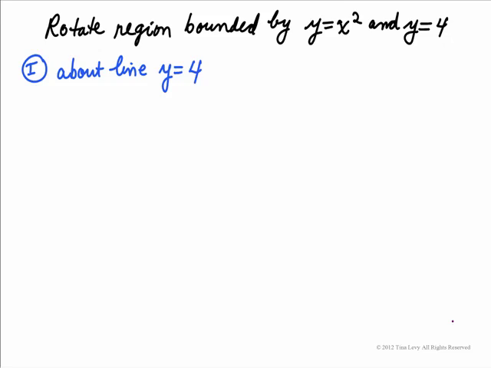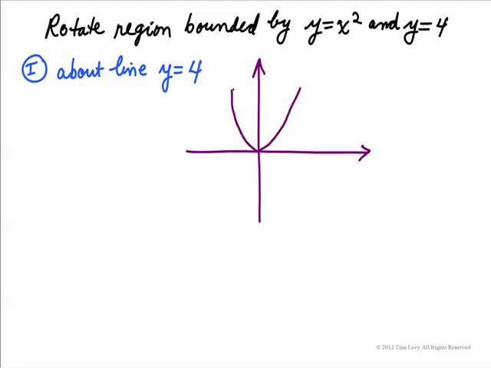First, I'm going to draw a picture of the region. So we have the parabola y equals x squared, and then we've got the line y equals 4. The region that I'm interested in, this region will be shaded. This is the region that we are going to rotate about the line y equals 4.